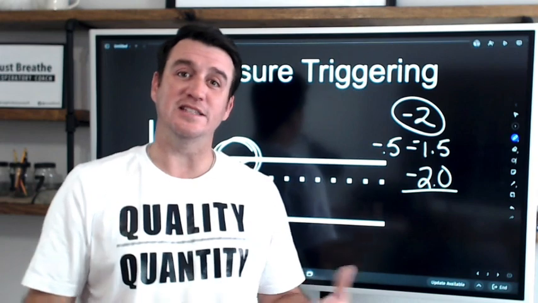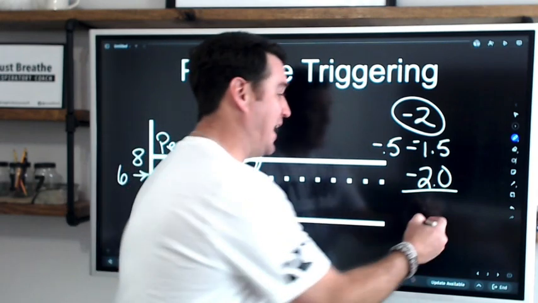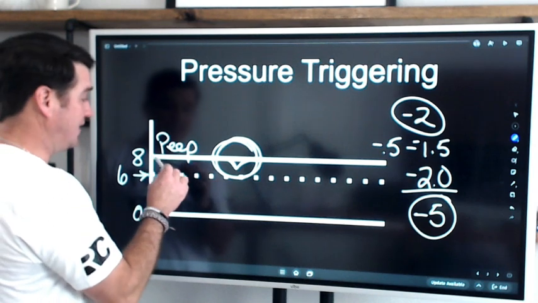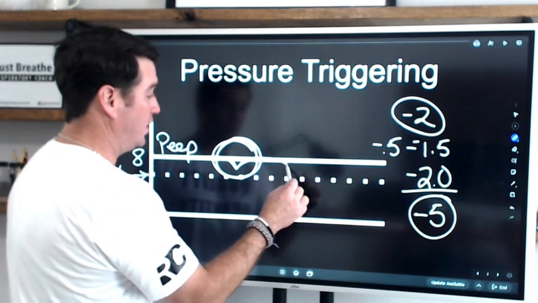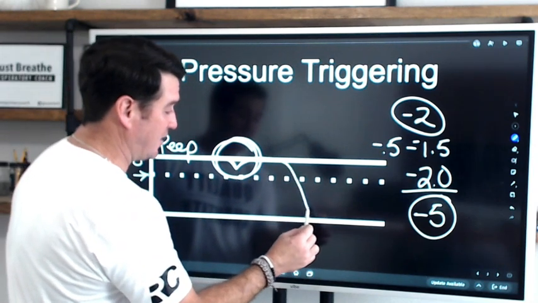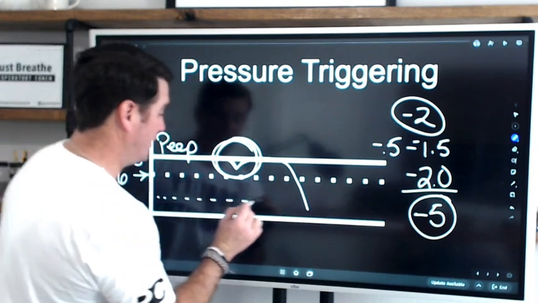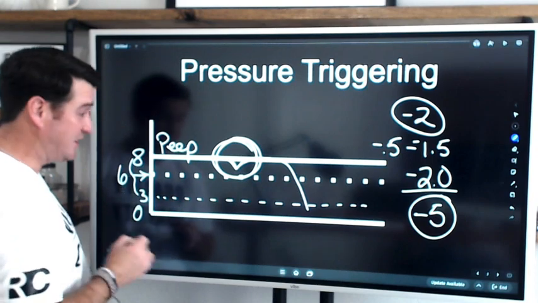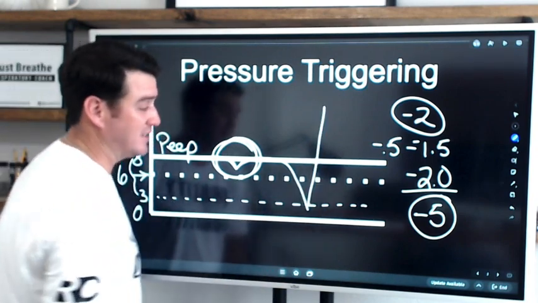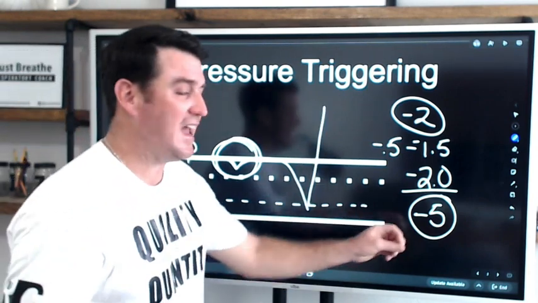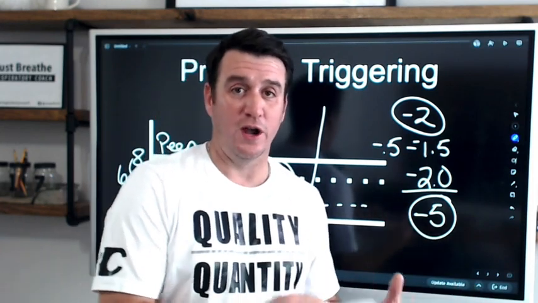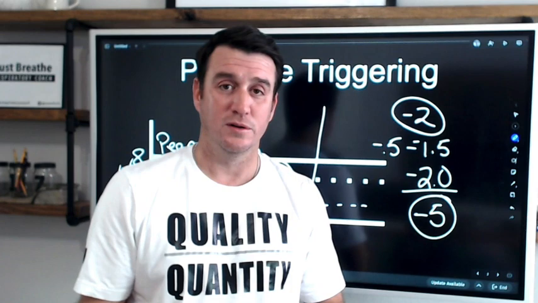Now, what if I set it to -5? So let's just say we want to go there, right? Well, what that says is that now this patient is going to have to pull all the way down here to where it recognizes a 5 difference before a breath is given. So you can see where -5 is harder to trigger than -2.